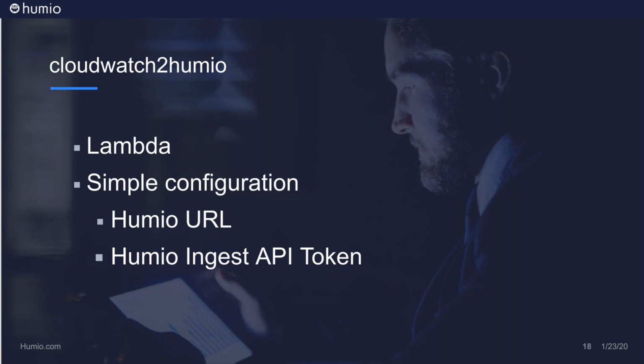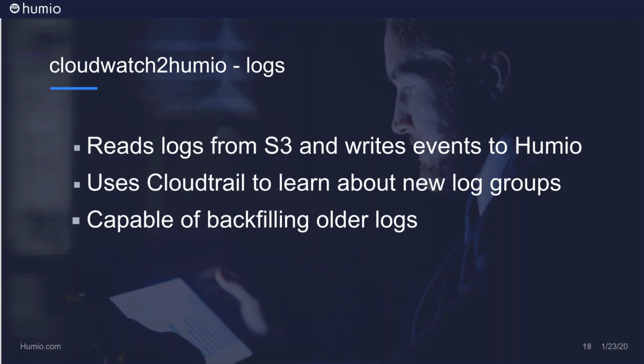And we'd love to hear feedback, especially around the metrics, because the metrics was just added. The way that CloudWatch to Humio works for logs is it's reading logs from S3 and writes those events to Humio. The way that it knows that new log groups exist is by listening to CloudTrail events. So when a new log group is created, it will notice that and start monitoring the log streams created by that log group. Like I said, it is capable of backfilling older logs, and documentation covers that.